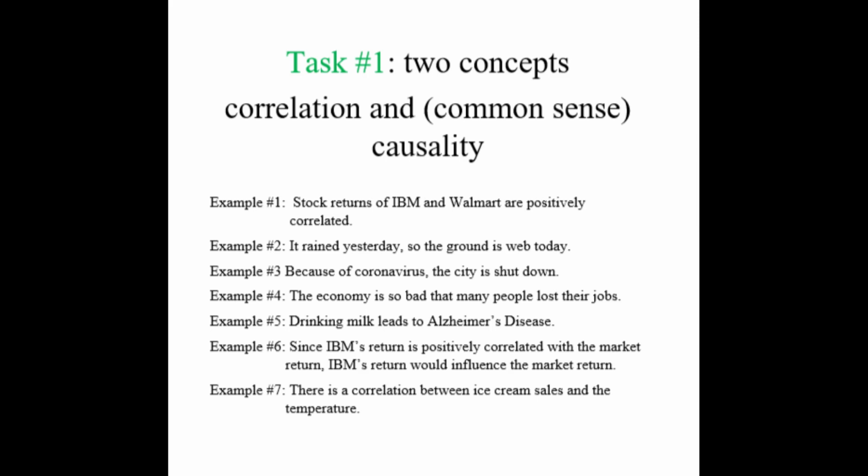Okay. So actually there are two correlations here, but example number 5 is not correct. The first correlation is drinking milk might lead to longevity. If people live longer, they have a higher probability of suffering Alzheimer's disease. So causality is not correct for example number 5.